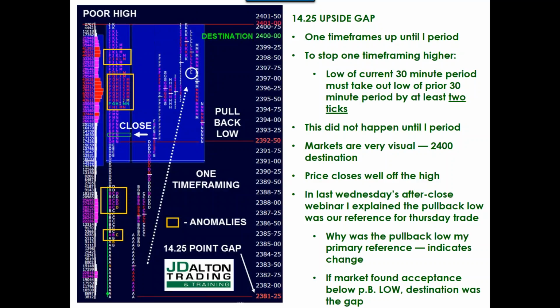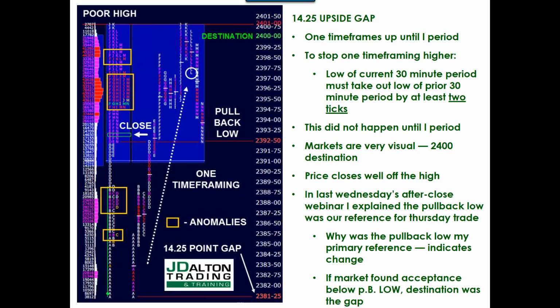Now, this is not your normal trend day. It's very rare that you'll get the market show a pullback of three periods, and then close fairly well off the high. So at this point in time, we are looking at a pullback low. That is our reference for the following morning. Okay, looking at this trend day with the anomalies, and it did make a magical destination high, to me, it looks like a pretty good sign that we are going to trade lower, or at least bounce.